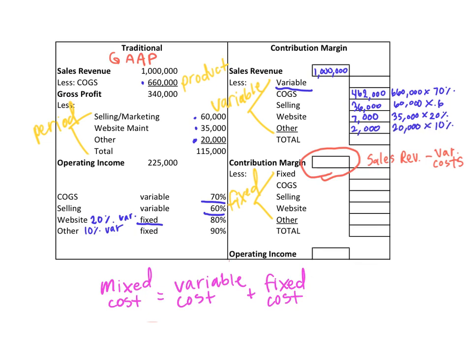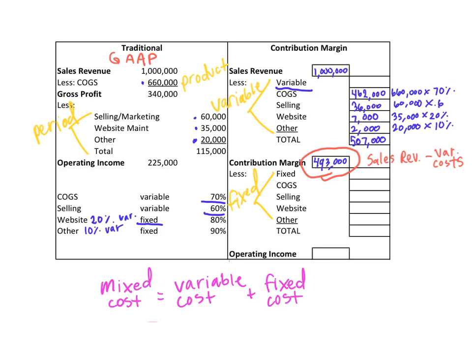Now that we've identified the variable component of each of our four expenses, we can add them up to get total variable costs. Now that we have total variable costs, we can subtract that from sales revenue to calculate contribution margin of $493,000. Now let's look at the fixed cost section. We're going to do the same thing. We'll go down our costs one by one and calculate the amount that is fixed.